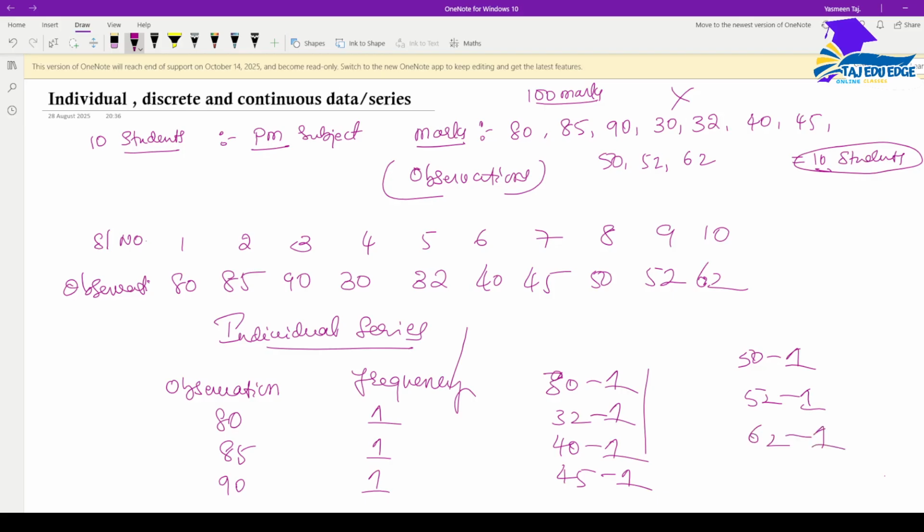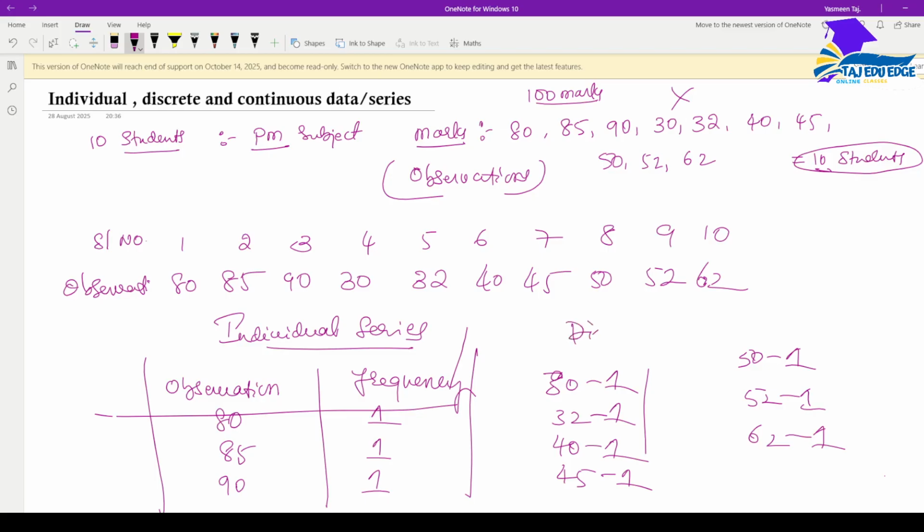How many times a particular observation is repeated, that is what we call the frequency. If 80 marks had been scored by one, two, three students out of the 10 students, then the frequency would have been different. But here 80 marks is scored by only one student, so that is what we write. This is what we call a discrete series. A discrete series is when we write the observation and frequency. Because we have only 10 students, it is easier for us to write the discrete series here.